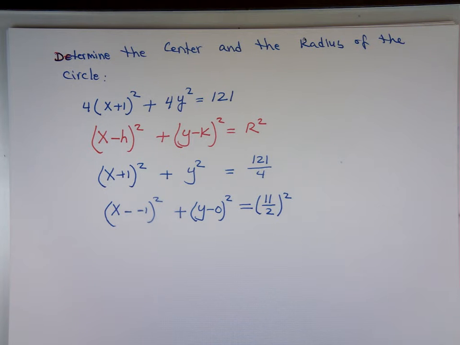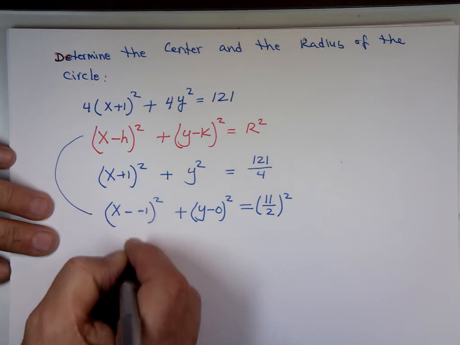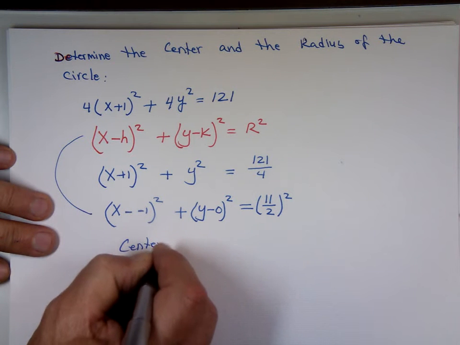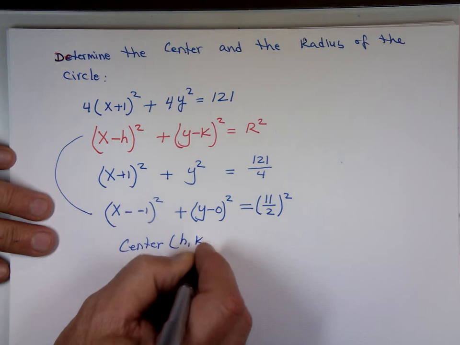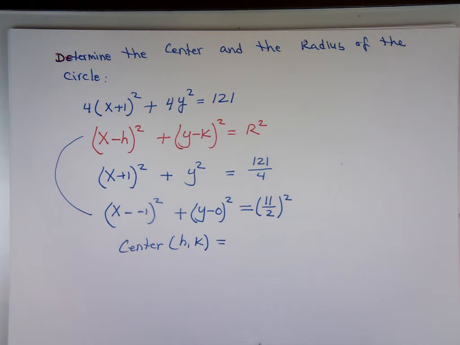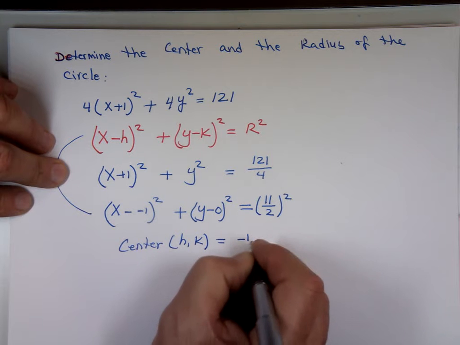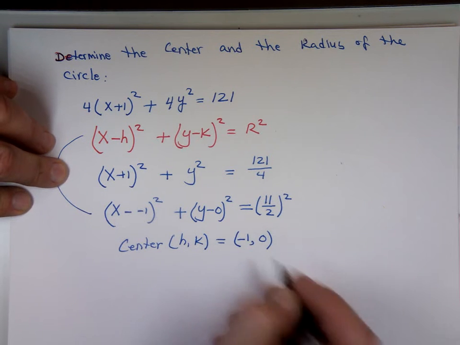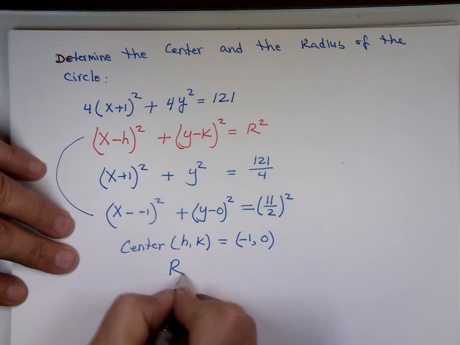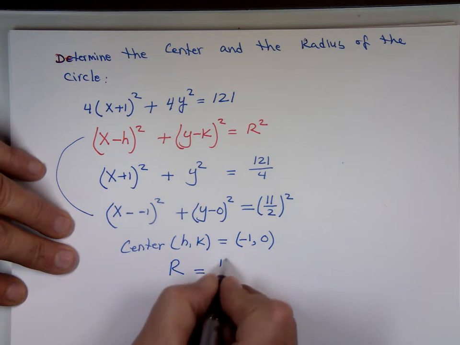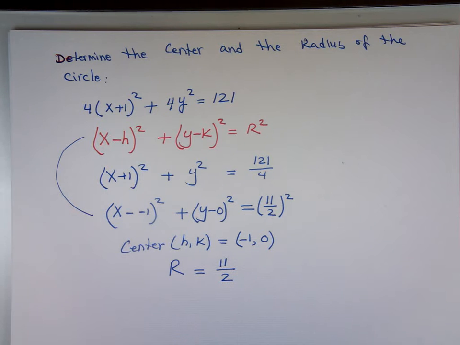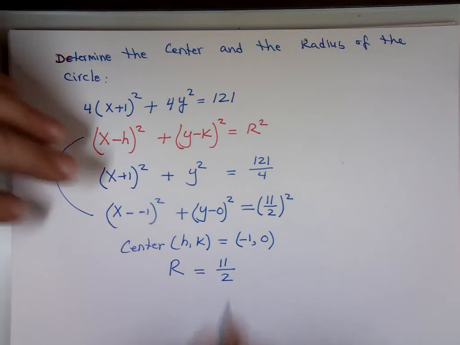Now look at these two. When you match them, you know what h, you know what k. So your center is supposed to be at h comma k. What is h here? Negative 1. What's k? 0. And my radius r is going to be what? 11 over 2. Eleven over 2 is what, 5.5?